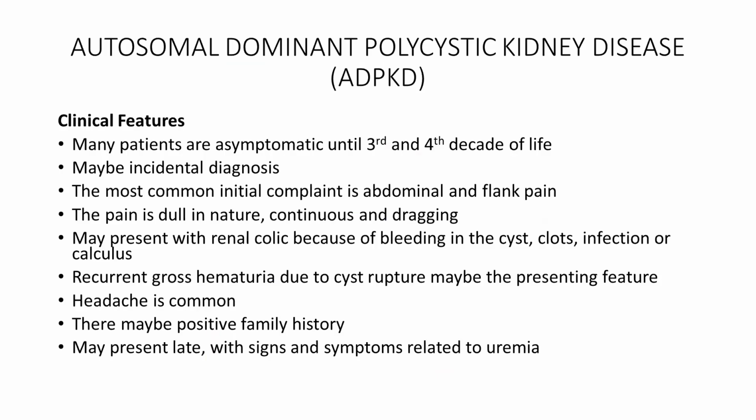Now, the clinical features of ADPKD: the patients are usually asymptomatic until the third and fourth decade of life, and before that, it is usually an incidental finding. The most common initial complaint is abdominal and flank pain. The pain is dull in nature, continuous and dragging. These symptoms are basically because of the enlarged size of the kidney. The size of the kidney can reach up to 17, 18, 20 centimeters.